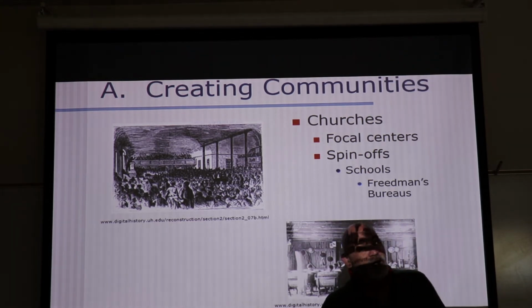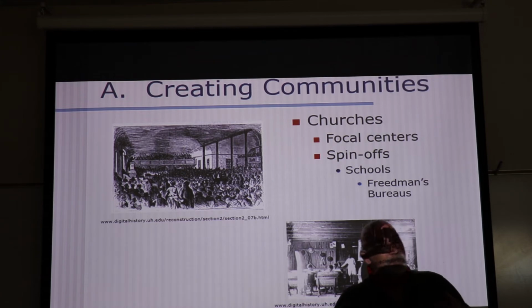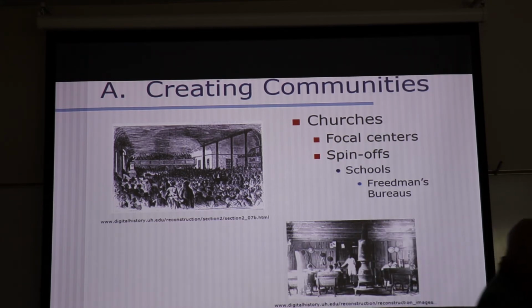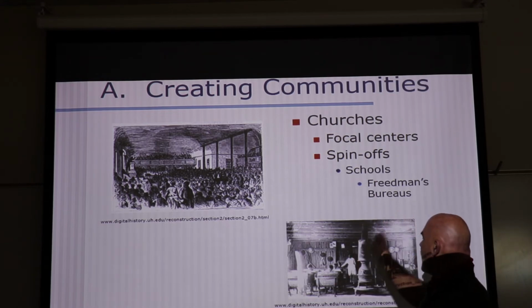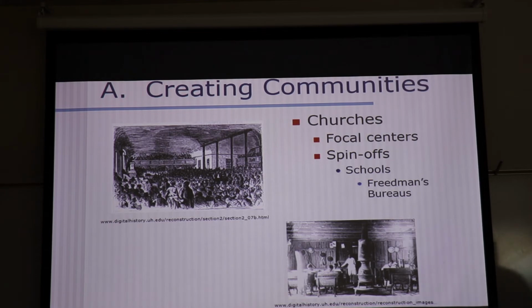Now, there was a huge problem, though. Education, black or white, was not popular in the South. So they needed government assistance. And the Freedmen's Bureau, which was a part of the War Department, was created to help organize and fund the schools. It was formed in March of 1865. And they began to work with the churches to establish schools.